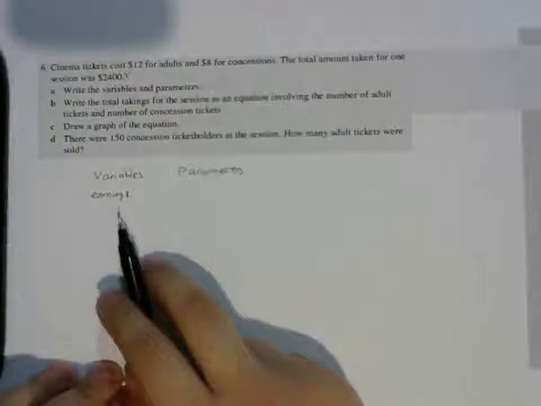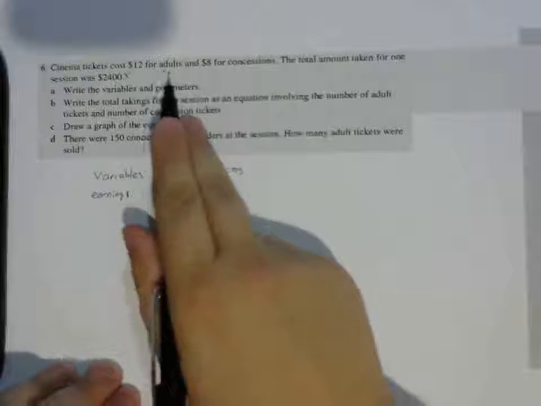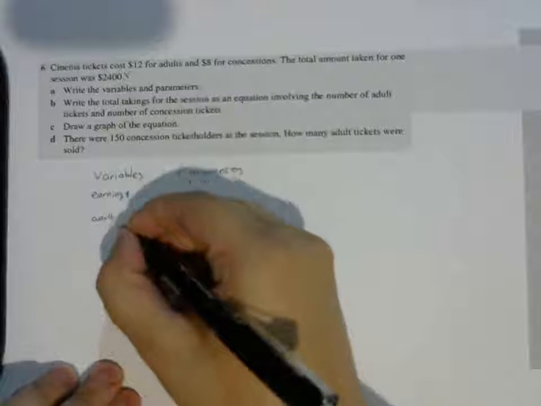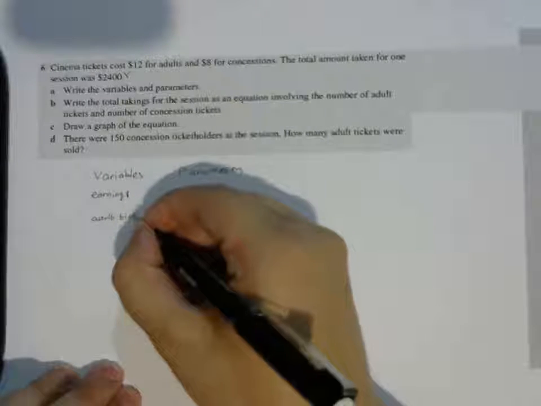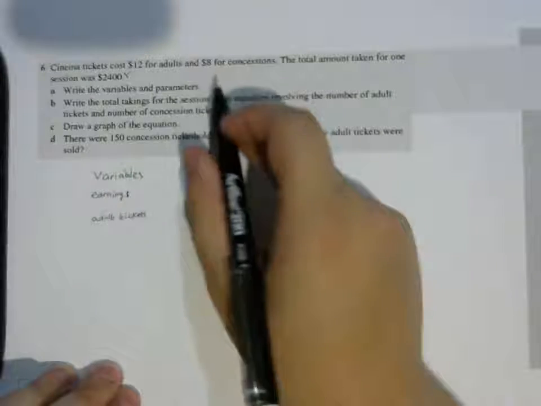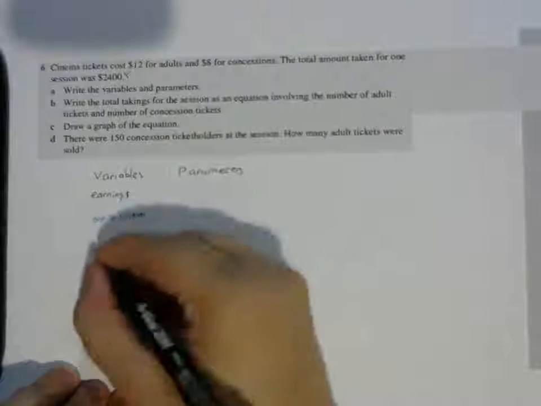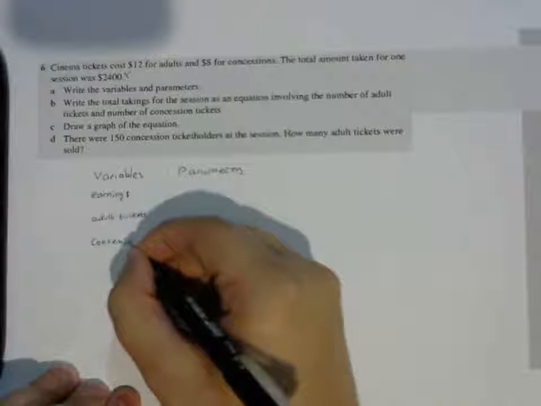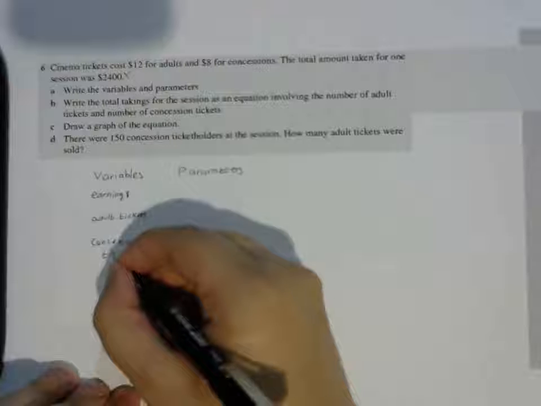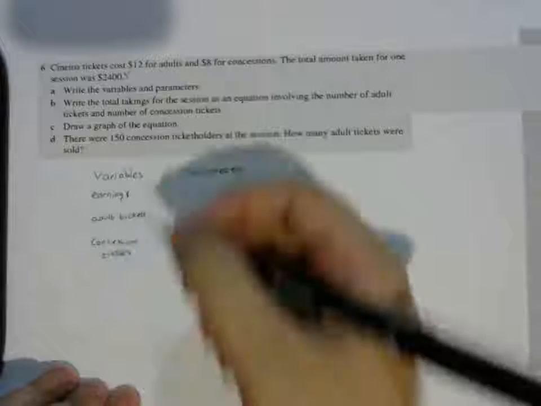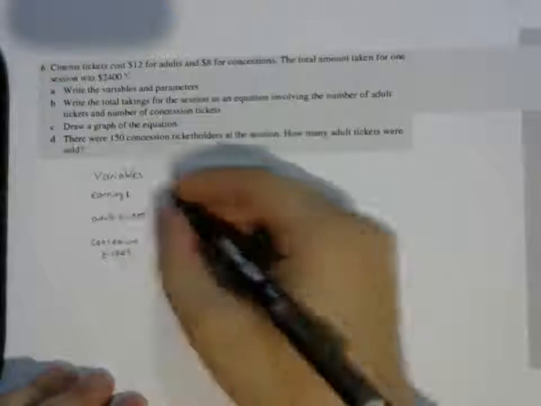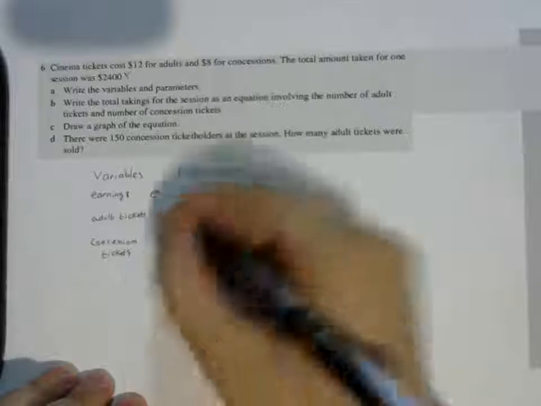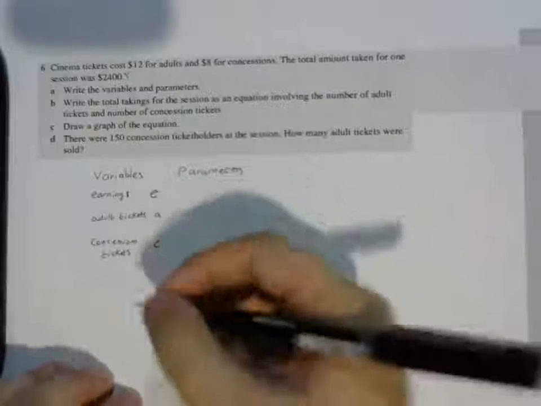Now one of our other variables is the number of adult tickets that we sell. So we're going to have adult tickets as one of our variables. And we've got these concession tickets. So we have three variables in this problem, and somehow we're going to have to deal with that. I might call this E for earnings, A for adult tickets, and C for concession tickets.